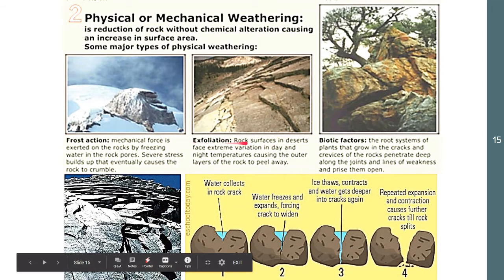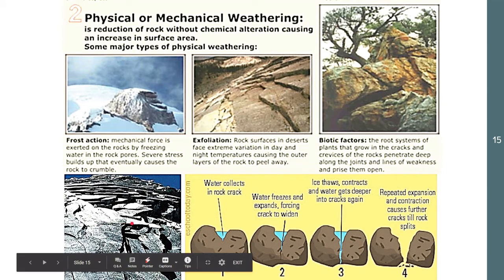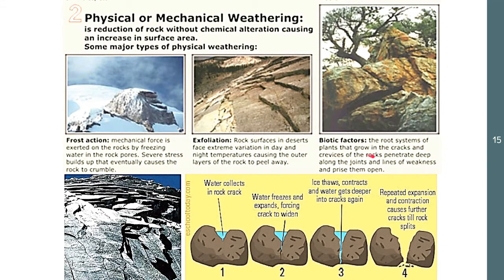Next would be exfoliation. The rock surfaces in deserts face extreme variation between day and night, causing the outer layers of the rock to peel away. So exfoliation is the removal of the upper layers, such as this one and then this one, the slow disintegration of the upper layers because of varying temperature. And then biotic factors: root systems of plants can grow in between the cracks or crevices of rocks, and eventually they will pry them open. They will attack the lines of weakness of the rocks, and eventually the rocks will break down.